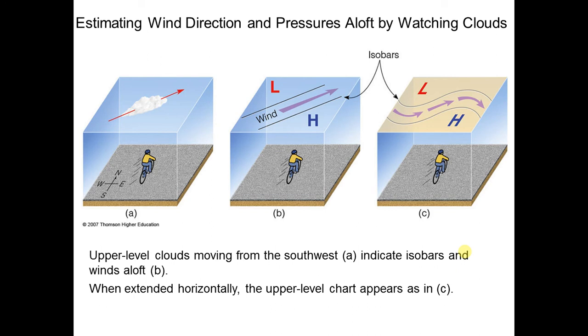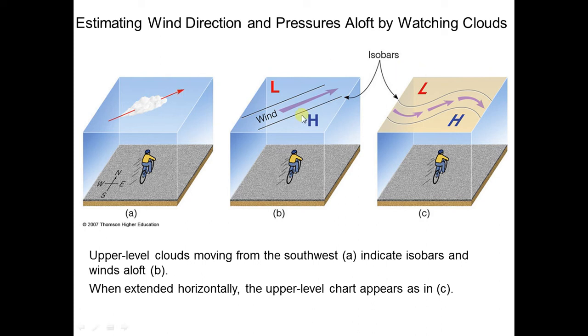Now, you can estimate wind direction and pressure patterns in the upper levels, or aloft, by watching clouds. Here you are on the bicycle. You're going on a ride toward the north. And let's say you see a nice cumulus, maybe a cumulus congestus cloud above you, moving from southwest to northeast. Well, if you see it moving from southwest to northeast, you know it's being carried by the wind direction at that level. Therefore, you know the wind direction is southwest to northeast.